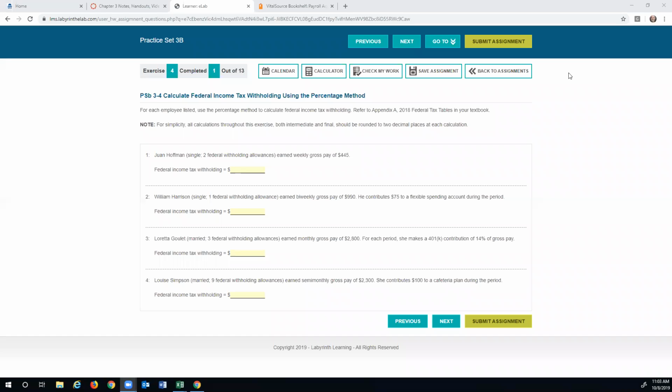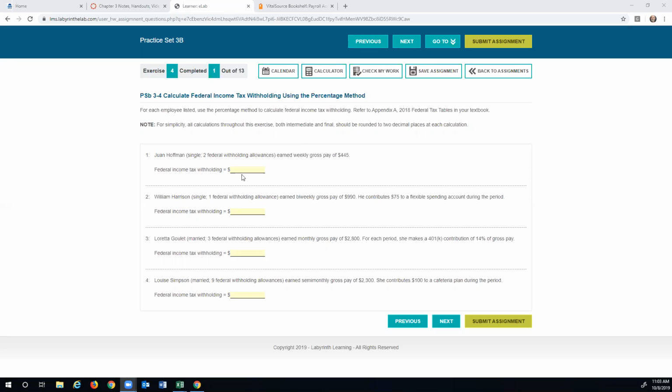Okay, today we're going to use the percentage method. Even though you could use the table here because of the amount of the weekly gross pay, in this case we're going to use the percentage method in every case. That's what it calls for. The difference between the percentage method and the bracket method is that the percentage method will always result in cents being added to the amount, and in the table it just eliminates the cents.